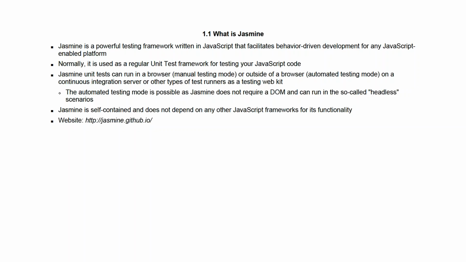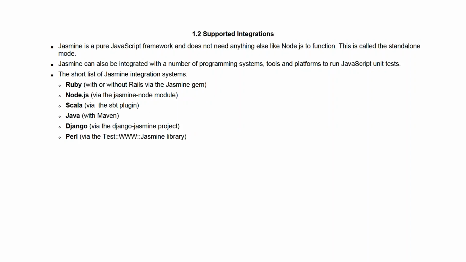Jasmine itself is self-contained, doesn't depend on any other JavaScript frameworks for its functionality. You can extend it, as we'll see, and it's available on GitHub, jasmine.github.io. There's a standalone download. There are also a number of other integrations. I just mentioned the Node.js integration, so you can run it under Node.js. There is actually a Maven plugin which will run Jasmine specs, and if you happen to be using Ruby or Scala or Django or Perl or whatever, you can build it.